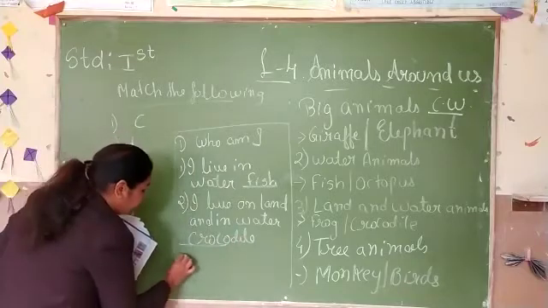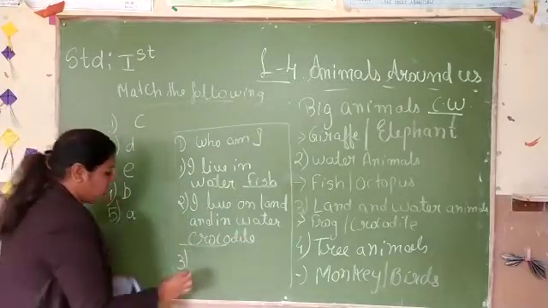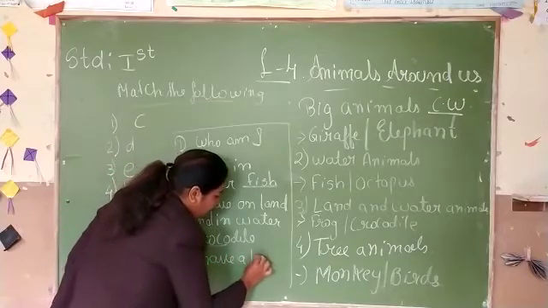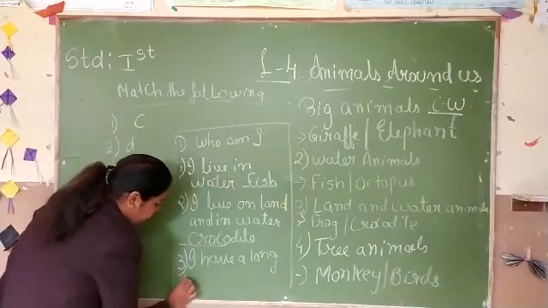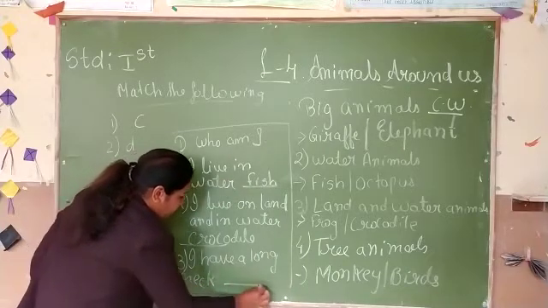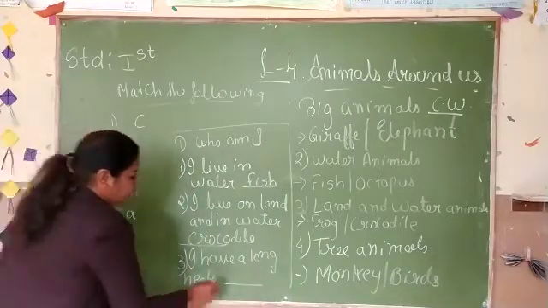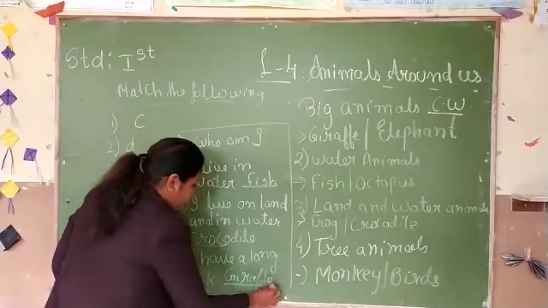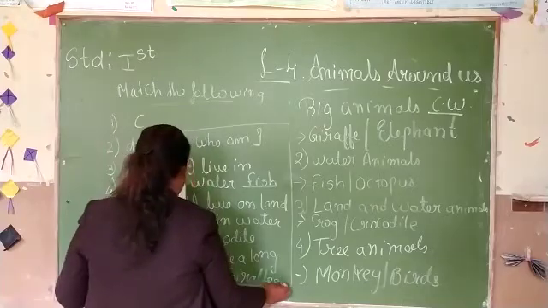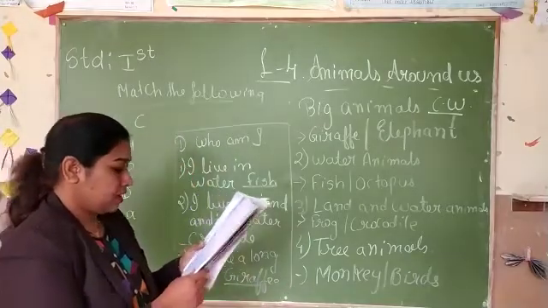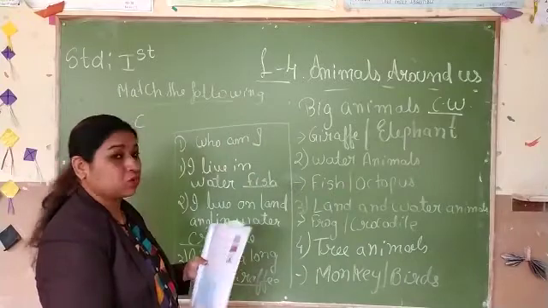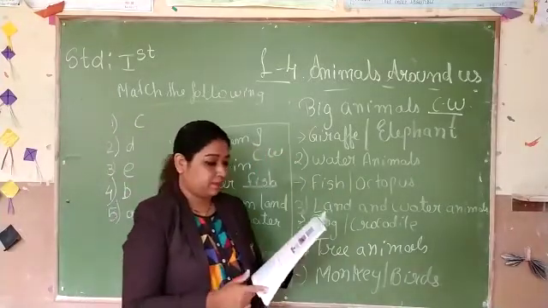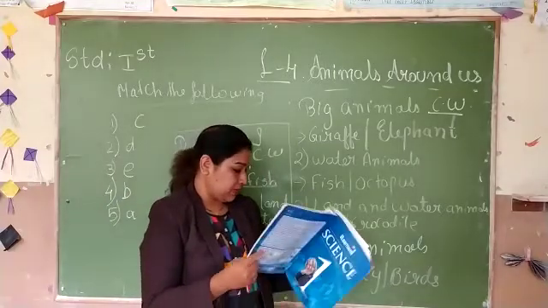The third one. I have a long neck. The answer is giraffe. Okay? Giraffe. Now, this also, who am I? You will write it in the classwork copy, right?